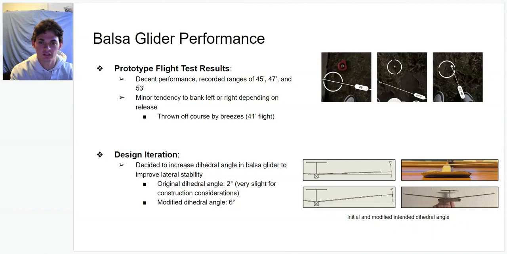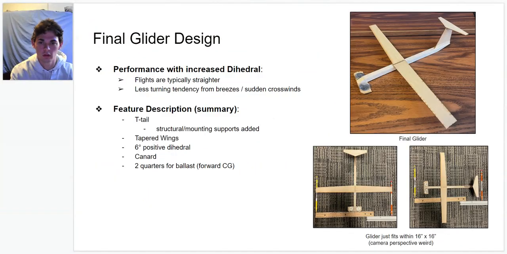However, the glider had a tendency to bank left or right and was affected by breezes. So, I implemented another design iteration, increasing the dihedral angle from 2 to 6 degrees to improve lateral stability. With the increased dihedral, the glider flew very straight with minimal turning tendencies, even in breezes, as shown in the best test flight video. The glider is seen on the right and is also depicted fitting within the prescribed dimensions.